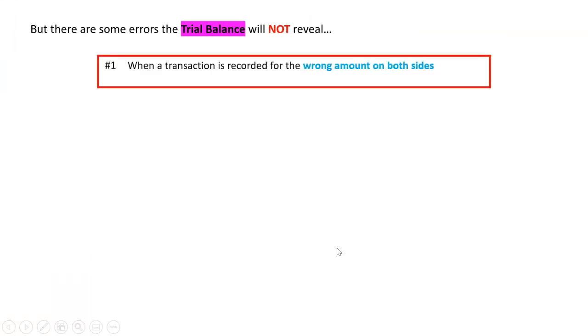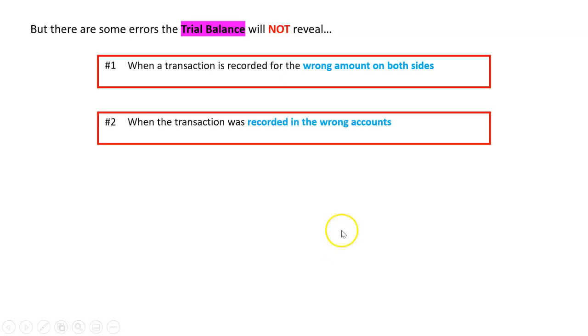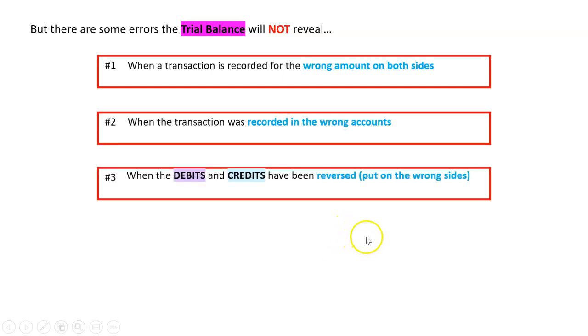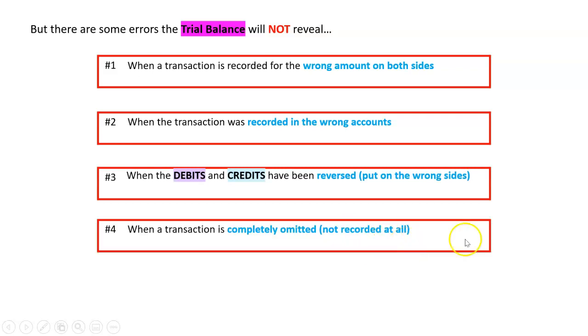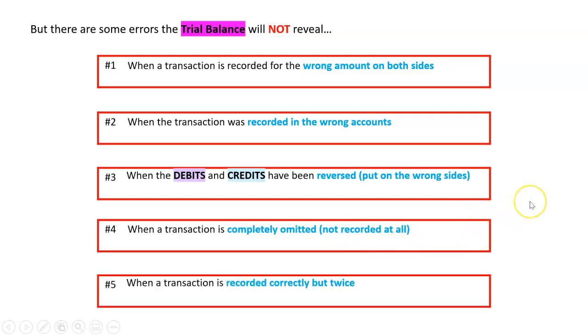For example, when a transaction is recorded for the wrong amount on both sides, when the transaction was recorded in the wrong accounts, when the debits and credits were reversed, when a transaction is completely omitted, or when a transaction is recorded correctly but twice. These are still going to be tough to find, and we won't get them from the trial balance. So we're going to have to find them and then fix them manually ourselves. That's why correcting errors is so important, and we need to do it in the general journal before the financial reports are prepared.